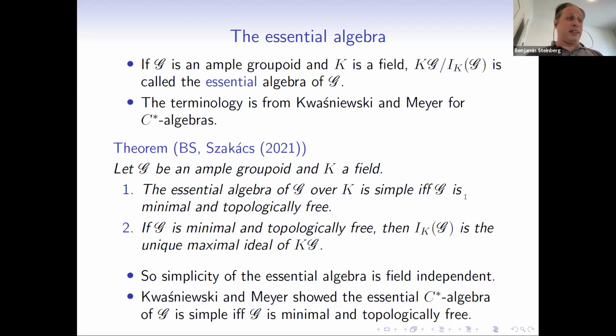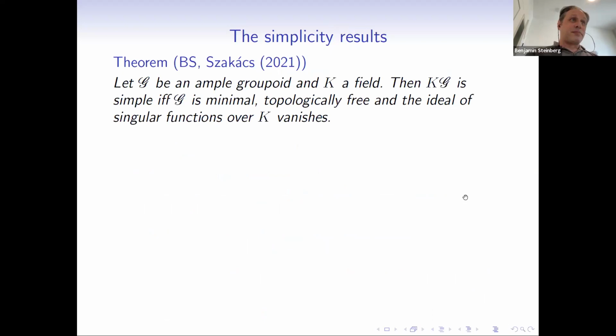And in their paper, Kwaśniewski and Meyer showed that basically the same characterization characterizes the essential C-star algebra being simple, where the essential C-star algebra looks at a C-star variation of the ideal of singular functions. So it was suggested by the referee that maybe this would be true from what we proved, and then it was easy to modify our results to prove this.